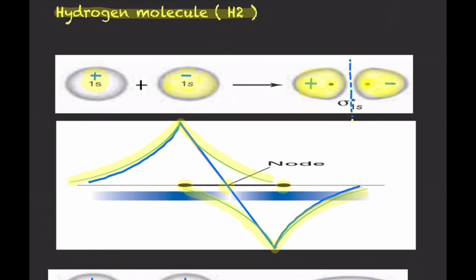This is the anti-bonding molecular orbital, and because this is a linear, head-on combination of atomic orbitals, a sigma molecular orbital is formed. That's why it is denoted by sigma. So sigma 1s star is for anti-bonding. This molecular orbital is formed by the combination of two 1s atomic orbitals, and this sigma denotes that there is head-on overlap. So this is the anti-bonding molecular orbital.